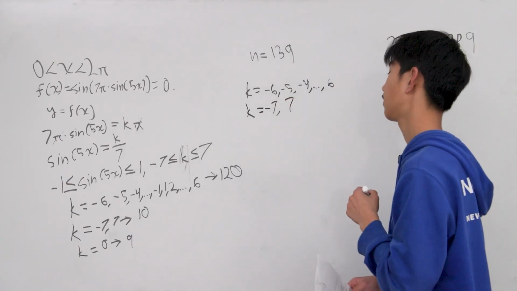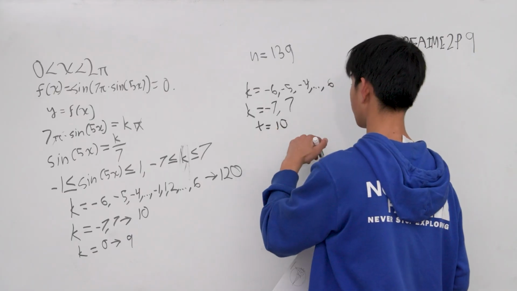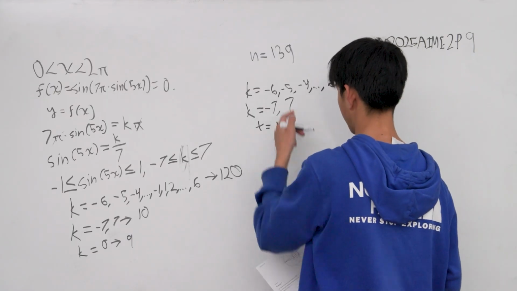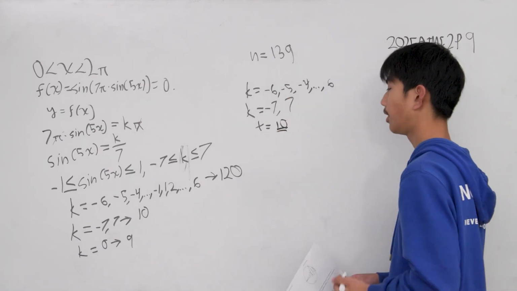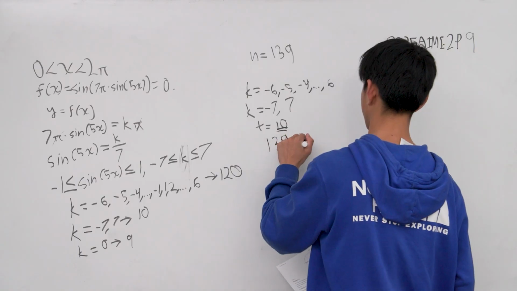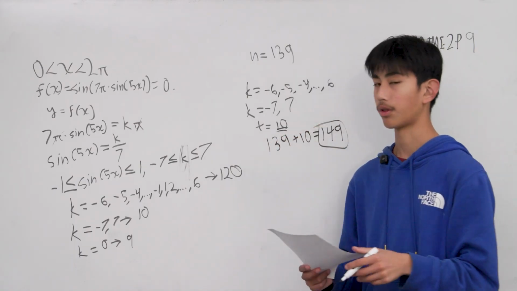So this is 2 off. Therefore t is 10. There's 2 off of these. So if we have 10 for t and 139 for n, we can simply sum for our answer, which is 139 plus 10, which is 149, and that is our answer for this problem.